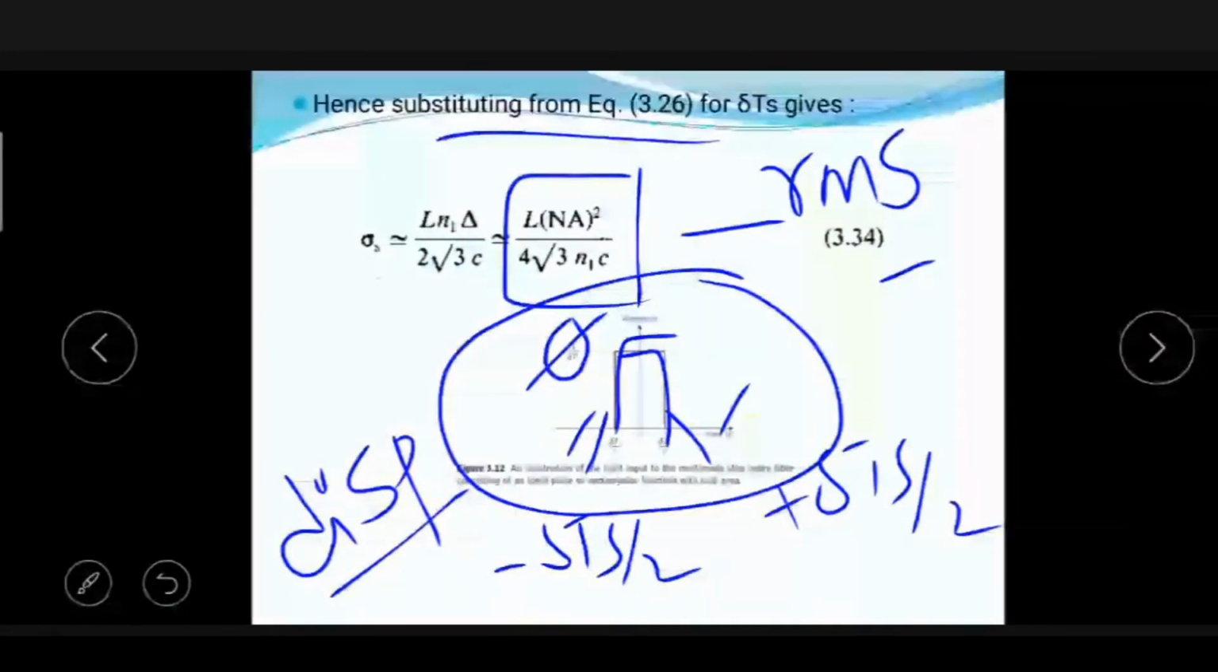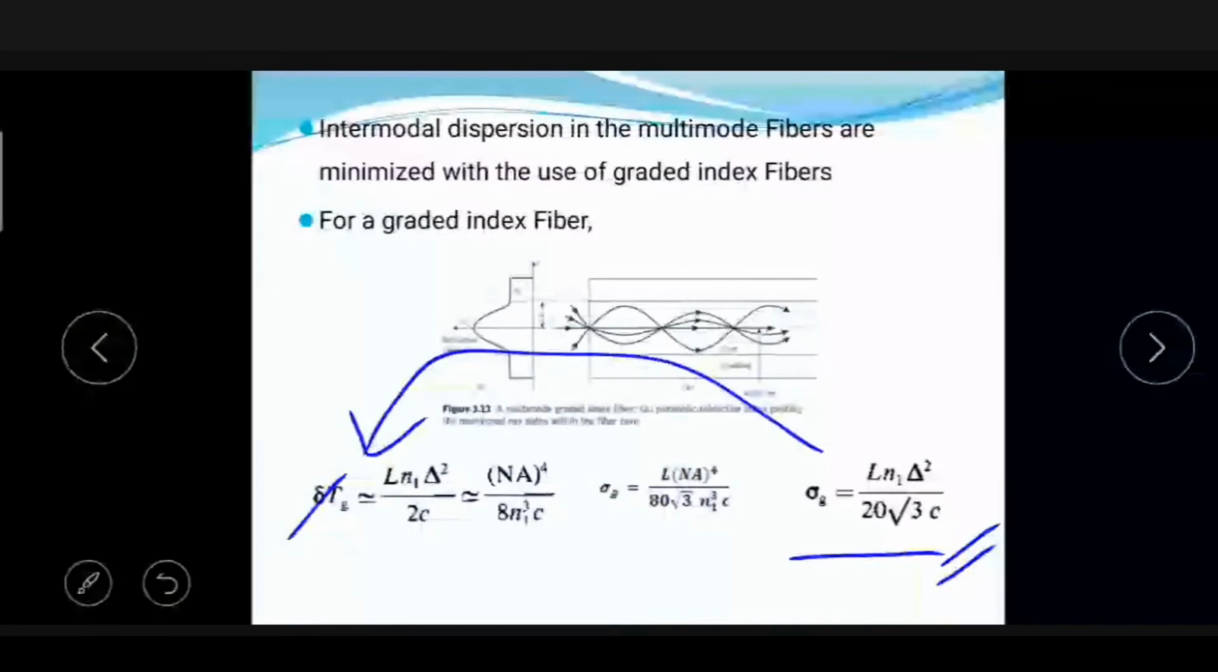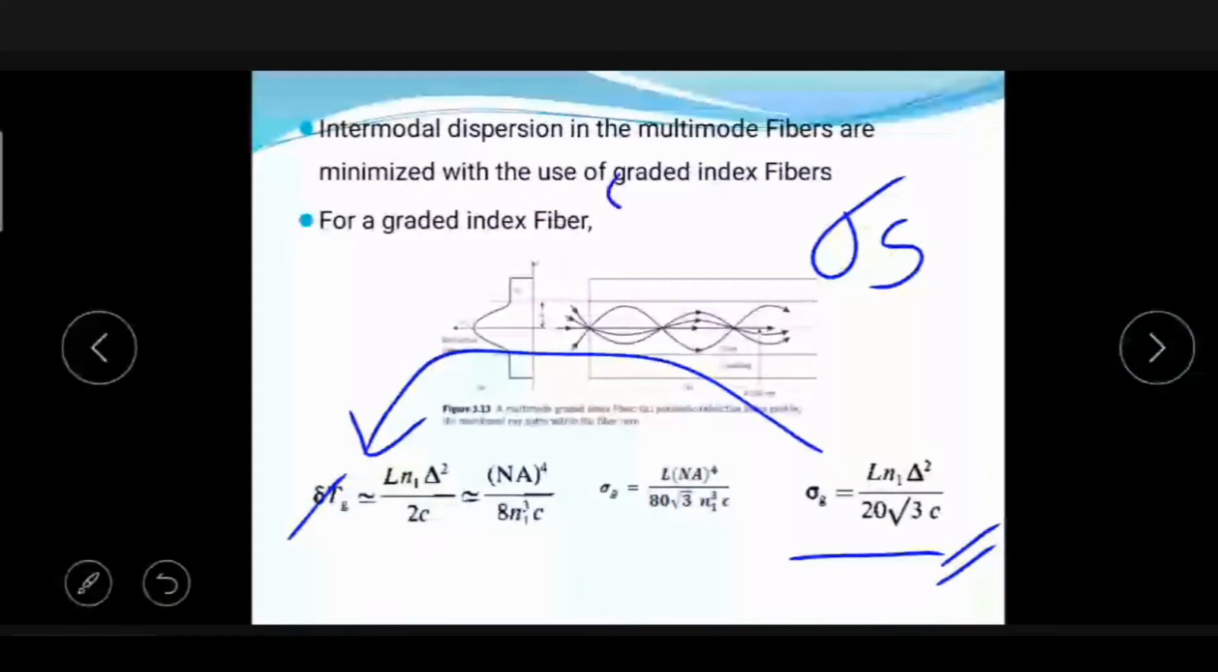Then, similar to this is related to step index. Similarly, delta Tg is L n1 into delta square divided by 20 into root 3 c. Okay, so this is the expression we have directly based on delta Tg. Whatever we have considered earlier to derive sigma s is based on delta Ts. This is for SIF, step index fiber. And sigma g is based on delta Tg. This is for graded index fiber.